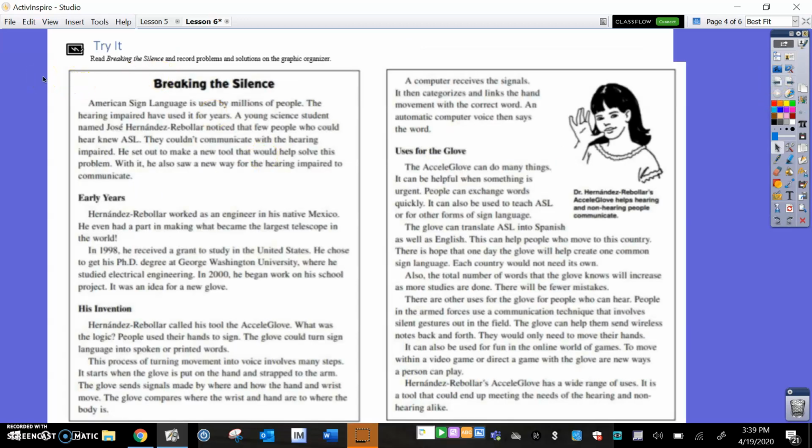So it's called Breaking the Silence. American Sign Language is used by millions of people. The hearing impaired have used it for years. A young science student named Jose Hernandez Rebollar noticed that few people who could hear knew sign language. They couldn't communicate with the hearing impaired. He set out to make a new tool that would help solve this problem. I wonder what the problem is. With it, he also saw a new way for the hearing impaired to communicate.